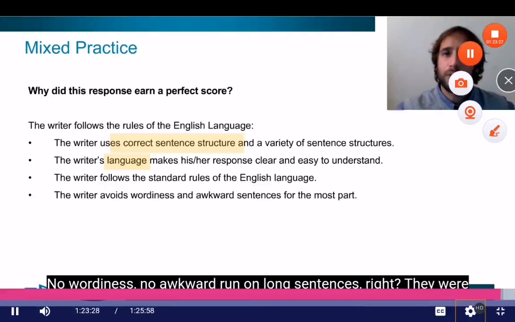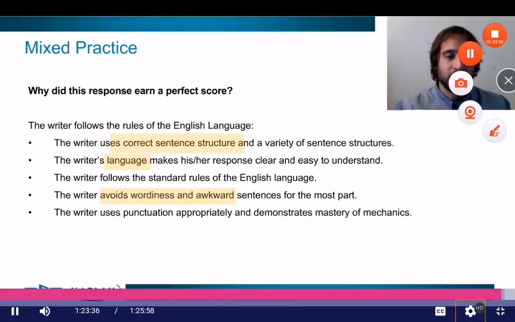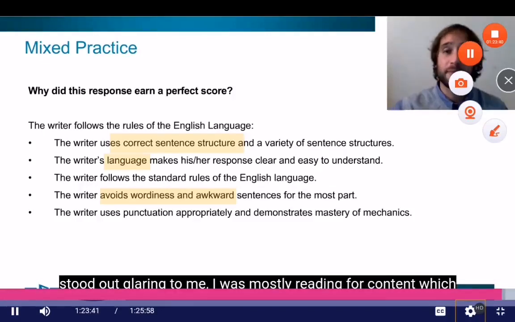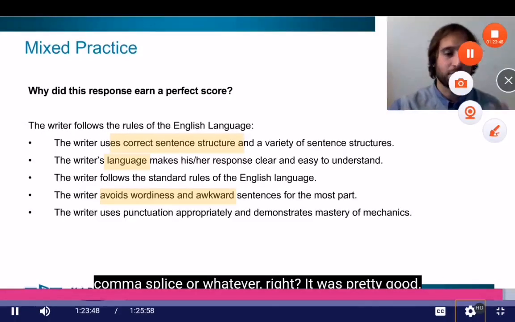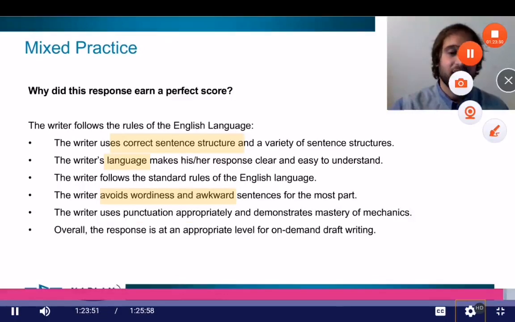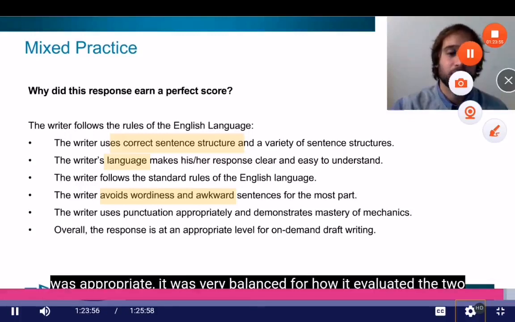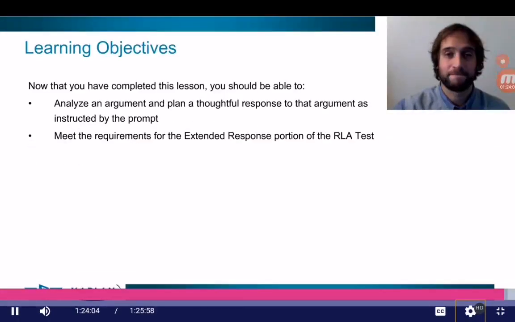No wordiness, no awkward run-on long sentences, right? They were very compact and concise. We avoided all that bad stuff. Very well done. Of course, we had proper punctuation between clauses, right? Nothing stood out glaring to me. I was mostly reading for content, which the essay graders will too, but nothing glaring in terms of a comma splice or whatever, right? It was pretty good. Awesome. And of course, overall, we had a very balanced response. The response was appropriate. It was very balanced for how it evaluated the two passages. Definitely what we want for this type of passage.